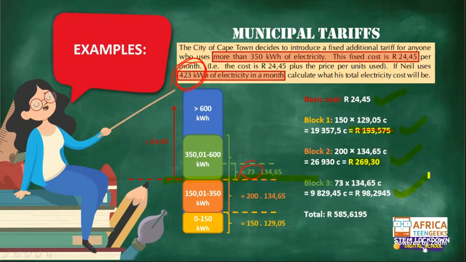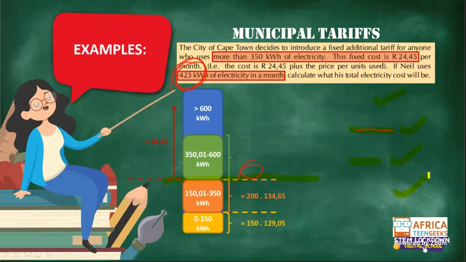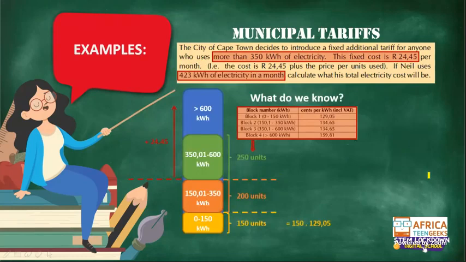I see a question, Tiro: why are we using 134.65? You'll see, let me quickly go back. Here is our column. That is what they have provided us with. Block 1 is 129.05. Block 2 and block 3 is 134.65. That is just the amount per unit of kilowatt hours. And then block 4, more than 600, will be 159. Can you see that? Okay, got it. Great.